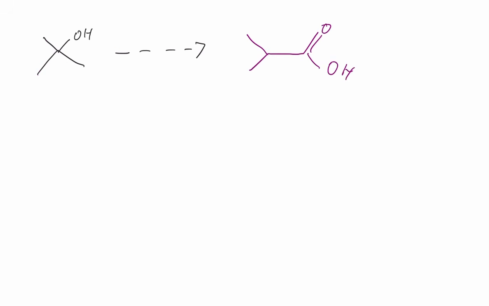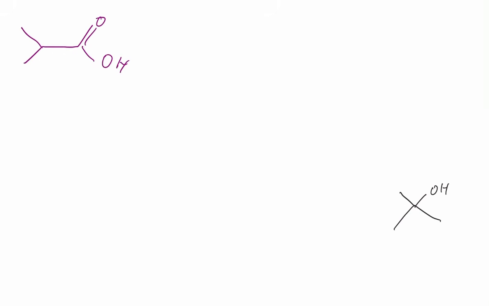This is a fun one. Synthesize this purple product from the black starting material. Pause it and give it a shot. So looking at things that stayed the same, I see the same carbons in the same positions. However, we lost this alcohol and formed a carboxylic acid in a different position on a different carbon.